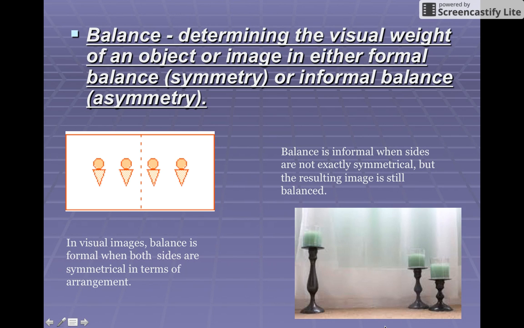Instead, we're talking about the volume, the weight of each thing. So if you mathematically calculated the volume of the object on the left versus the 2 objects on the right, they would be similar or identical. So something tall and skinny weighs about the same as something short and fat that these 2 kind of represent. So even though they're not the same, they have balance informally by sharing the same amount of volume.